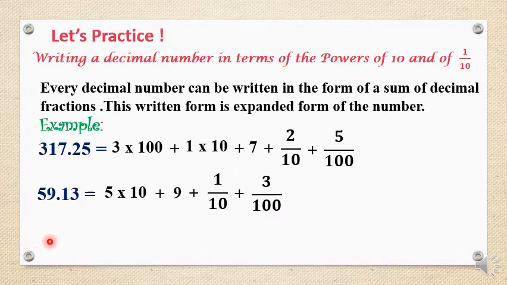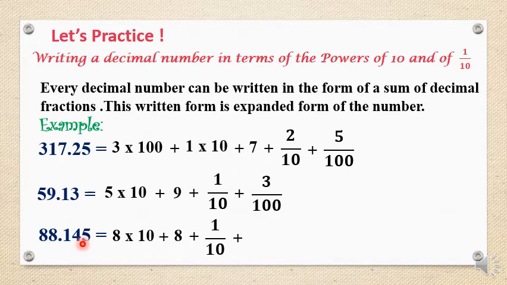88.145, starting with the whole part. Similarly, 8 times 10, because it's tens. You can write the place value of each digit above this decimal number, so it may help you to decompose it in a correct way. It's 8 tens, so it's 8 times 10, plus 8, which is the ones, plus, now we start with the decimal part, so it's 1 over 10, the first digit after the point, 4 over 100, which is the second digit after the decimal point, and the last one in this number is 5 over 1,000, which is the third digit after the decimal point.